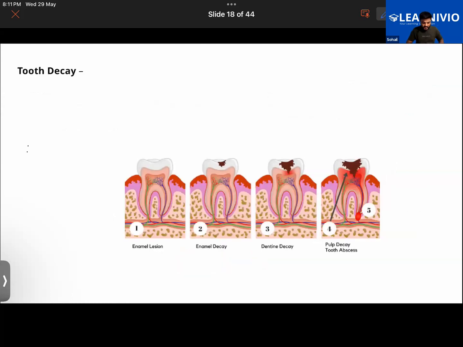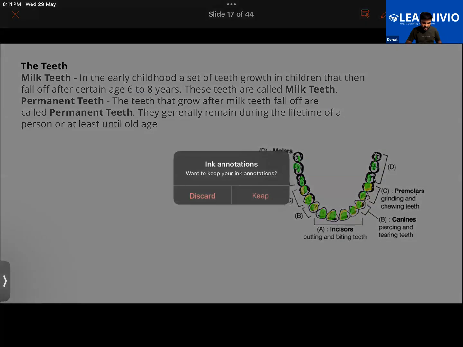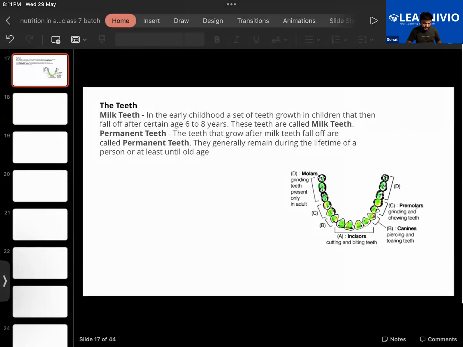Anyways, let us learn about their numbers in our mouth. When we are kids, like 6 to 8, we have 20 teeth, and when the permanent teeth come, they are 32 in number. Very good.